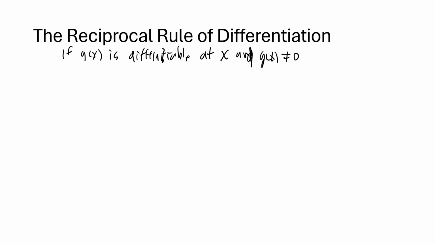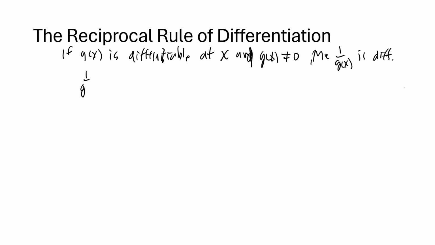So first of all, let's define it. If g of x is differentiable at x, and we want g of x not equal to 0, since this is going to be a reciprocal, it would blow up then. So then 1 over g of x is also differentiable. So let's write that out.